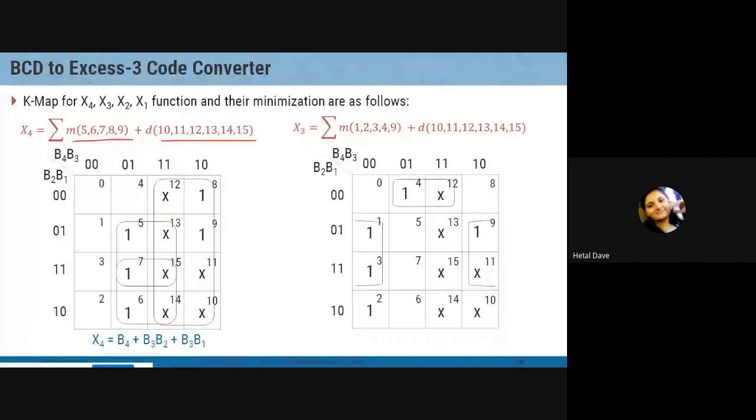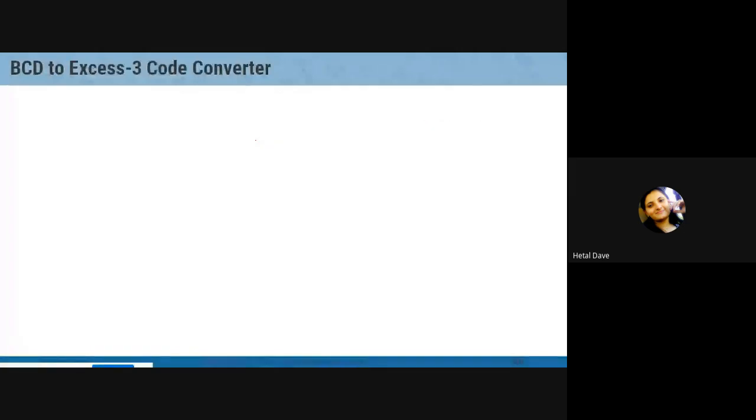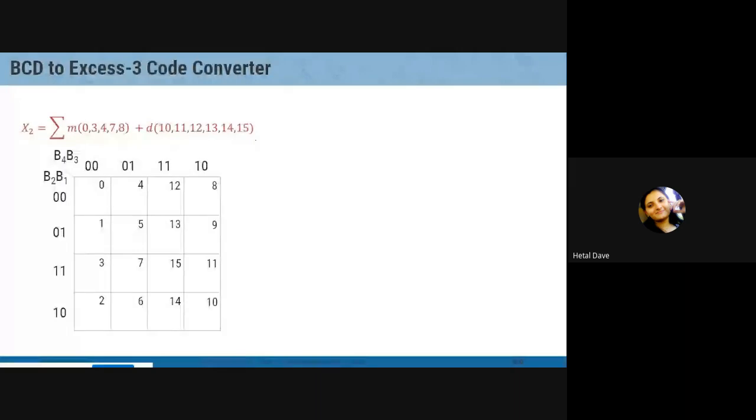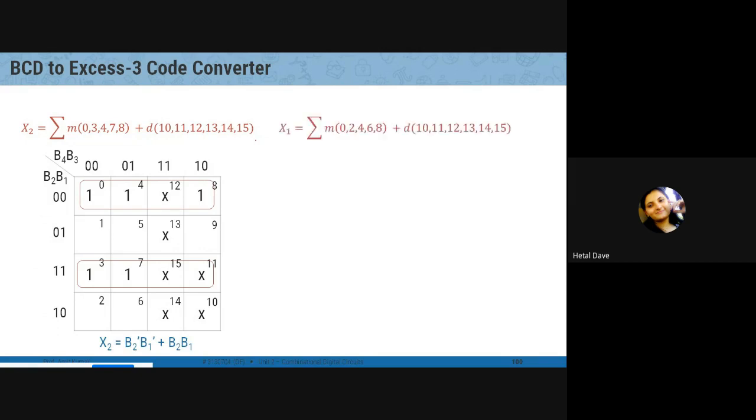Is there any doubt in grouping? Please ask. 2-1, 4-1 are in a corner, next 4-1 are in a corner. 3 groups. For the X2 equation, put 1 at 0, 3, 4, 7, 8. Next 10 to 15 are don't care. Make groups: this is one group, 4-1 are there, 4-1 are there, all 1s are covered. Make an equation. And last is X1.